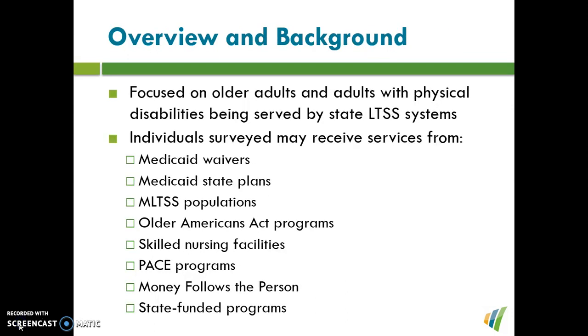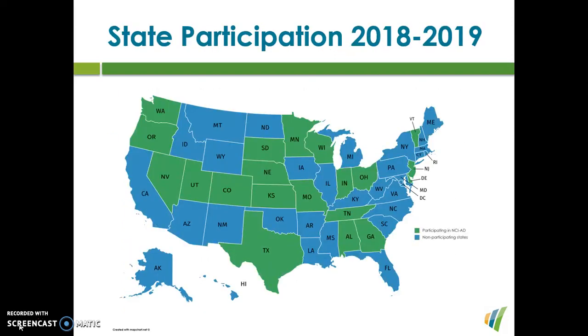So NCI AD, as you all know, is focused on older adults and adults with physical disabilities who are served by state LTSS systems. The people you'll be speaking with will receive services from a number of various state entities, some of which are listed below. Your coordinator for NCI AD can give you more detail about the specifics in terms of the types of services that individuals may be receiving as part of your state sample. So in 2018-19, NCI AD is up to 20 participating states. We see those states in green here.